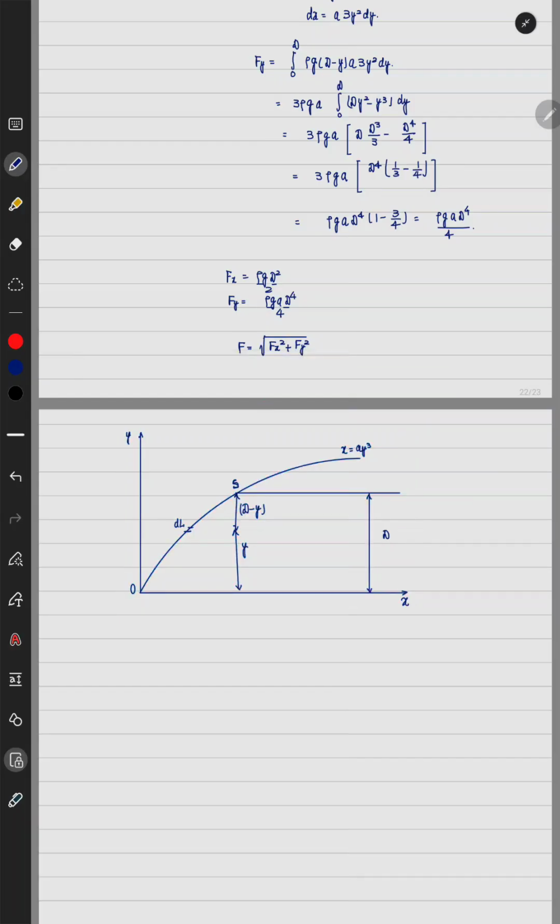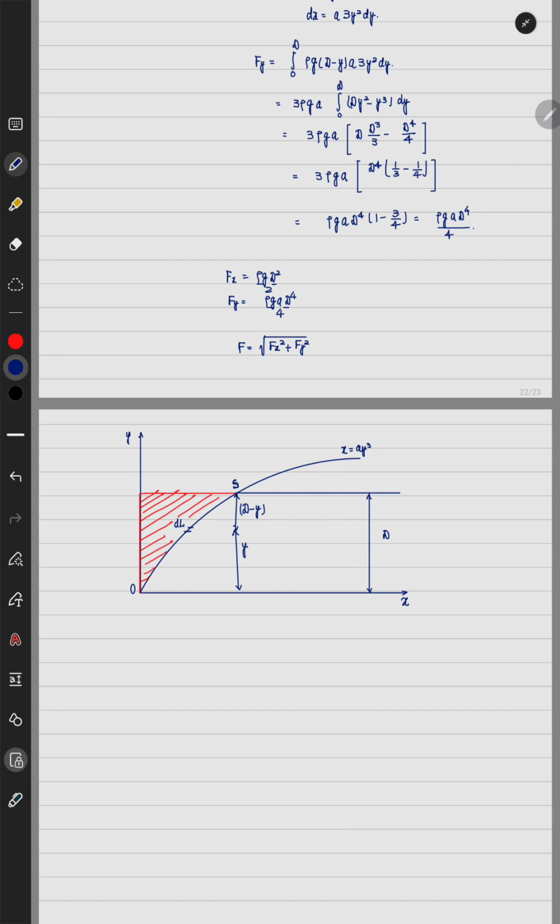I have said you that you have to extend the edge of the curved surface all the way up to the liquid and air interface. So suppose from point O I have extended a line something like this. So what is the force acting on the surface OS is given by total amount of weight which is contained in this particular volume.